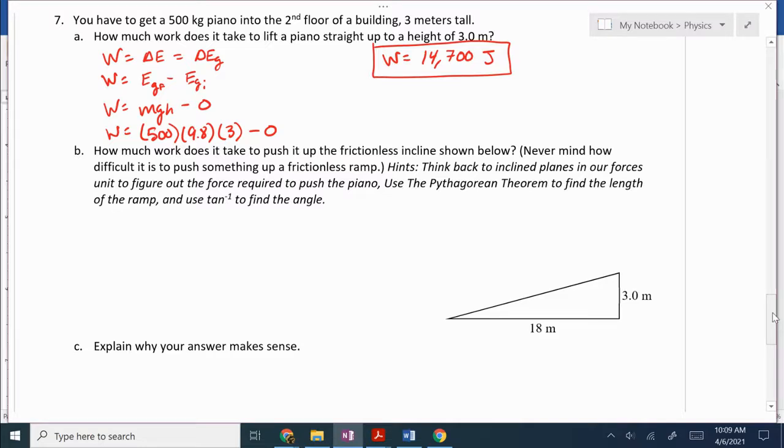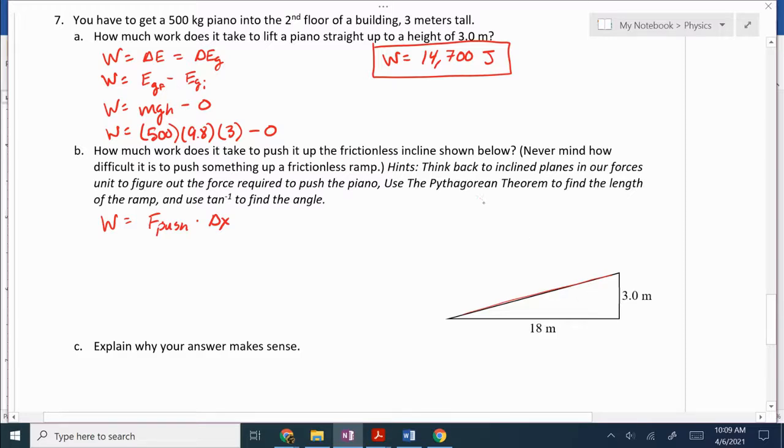So the hardest part here, we're going to end up using work is equal to force, the force that you push, times the distance of the ramp. Right now, we don't know either of those things. So we're going to have to figure out the length of the ramp. Let's start there.